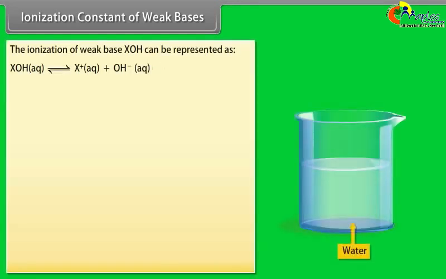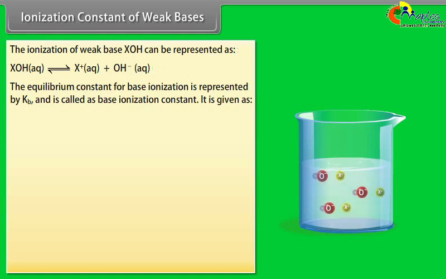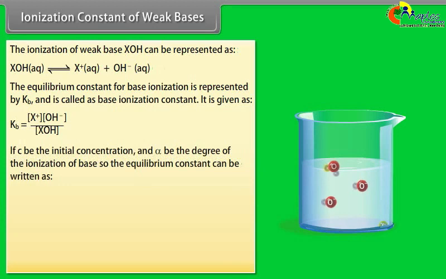Ionization constants of weak bases. The ionization of weak base XOH can be represented as follows. The equilibrium constant for base ionization is represented by Kb and is called the base ionization constant. If C is the initial concentration and alpha is the degree of ionization of the base, the equilibrium constant can be written as Kb is equal to C alpha square by 1 minus alpha.